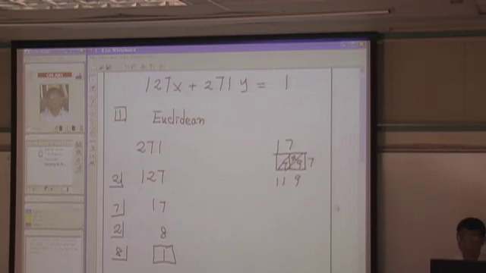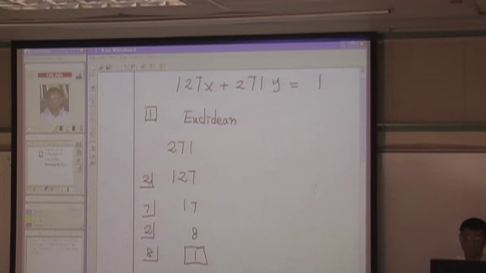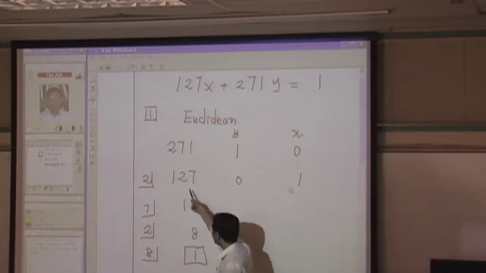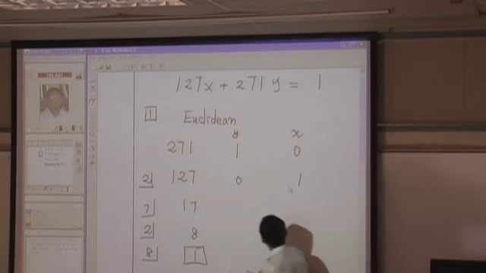Then the next thing is writing this portion: 271 times y, right? So the y position comes here, and then 127 times x, right? So we have the x position, and then we have 1 and then 0, because 1 times 271, 0 times 127 is 0. Do you follow me? You already know this. Any questions? Then we do the same thing in this column and in this column. We did something here, and we do exactly the same thing to these columns.